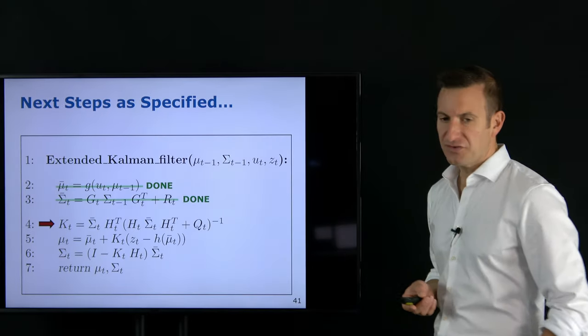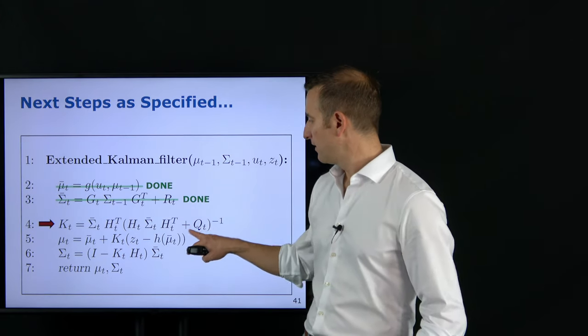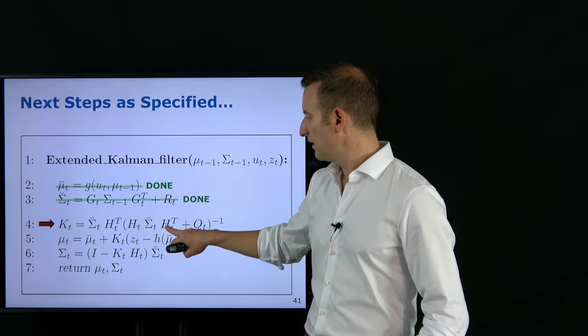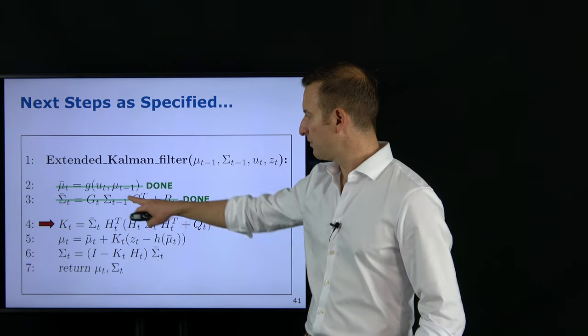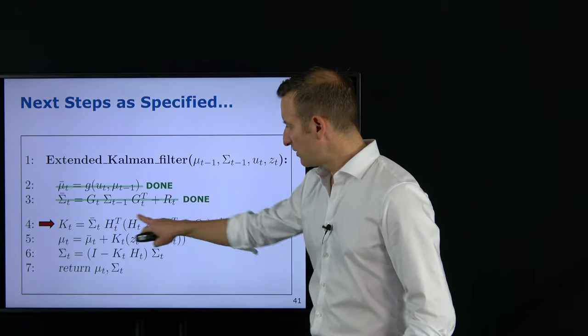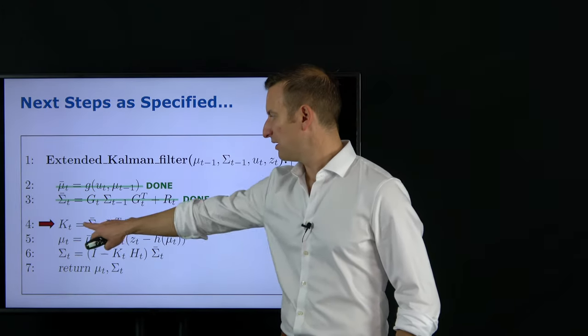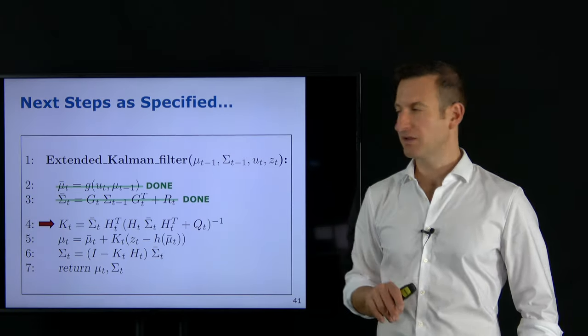And so with this, everything is done, right? Q is user-defined, H I just computed. This is the covariance matrix I computed before, given. So I only need to take this expression, invert it, and multiply it with those two elements, and then I get K. Done. Perfect.